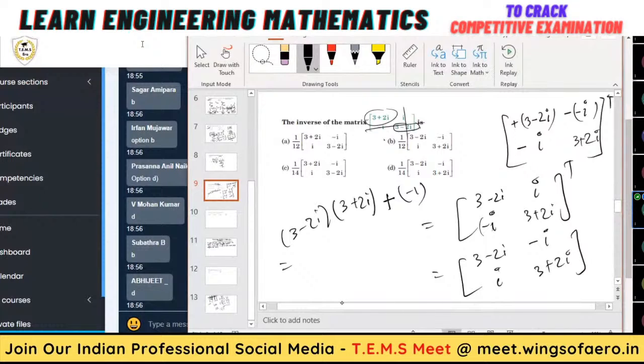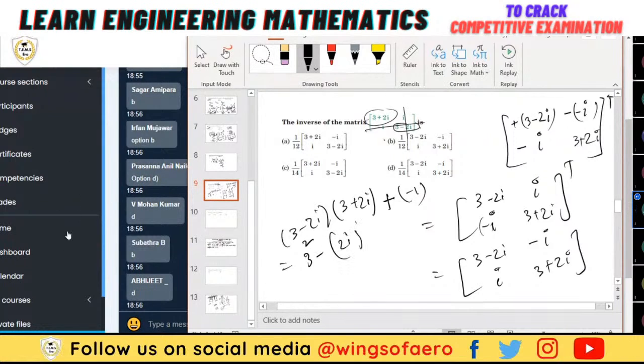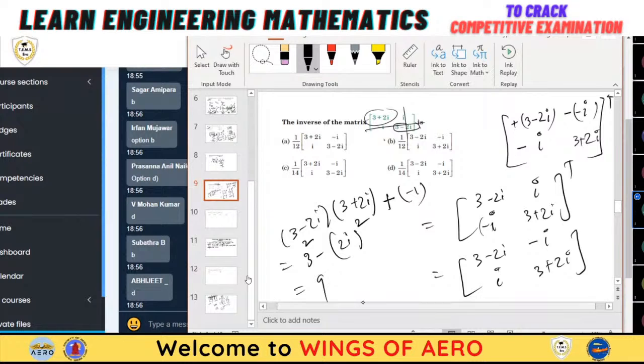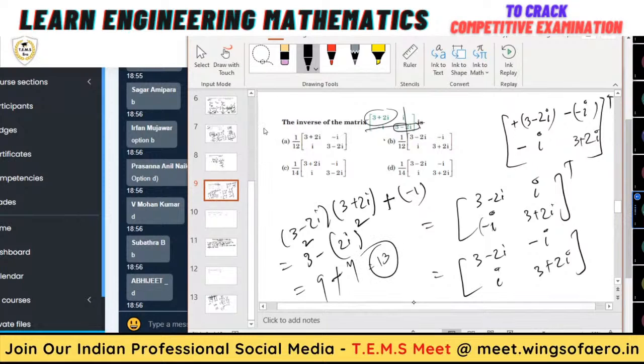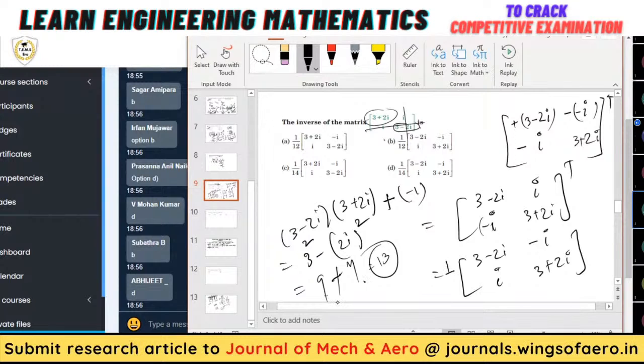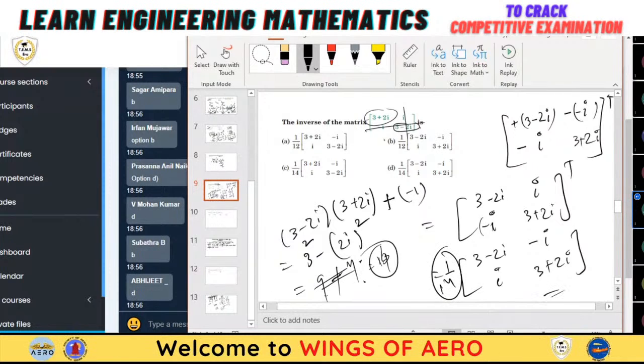And it is 3 plus 2i and 3 minus 2i, it is 3 square minus 2i square. A square minus b square formula, (a plus b) into (a minus b). 9 minus i square equal to minus 1, it is always plus, so 4, 13. So 1 by 13, sorry, 1 by 14. i square, yes, 1 by 14. So 1 by 14 into this one.